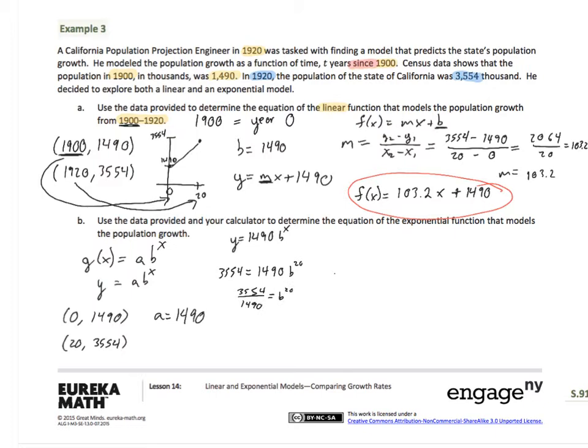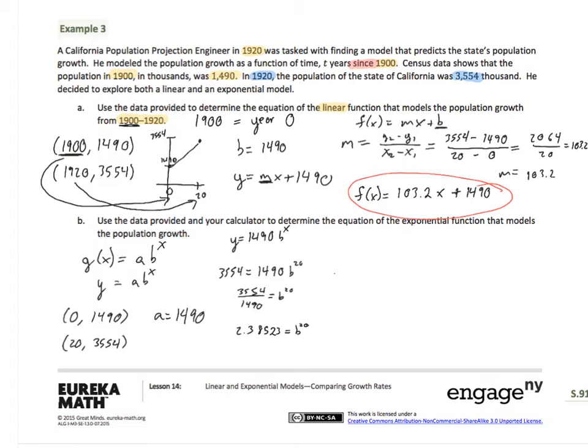Well, what is 3554 divided by 1490? It equals 2.385. I'm not going to round it; I'm going to write out the whole thing. 2.38523 equals b to the 20th. Now, it is very important that you do not round this number, this 2.38523, when you plug it back into your calculator. Otherwise, you will get the wrong answer.